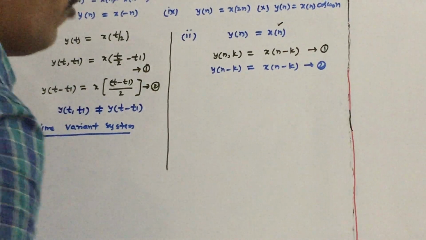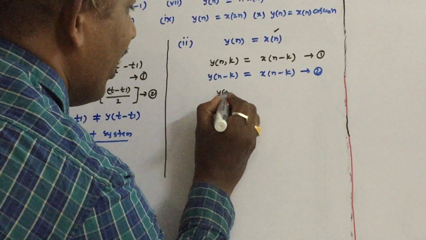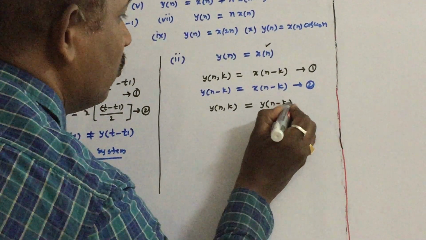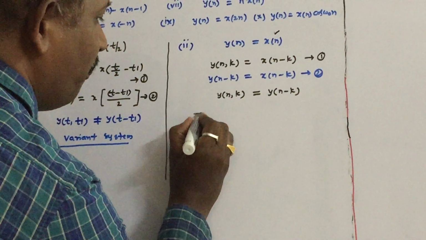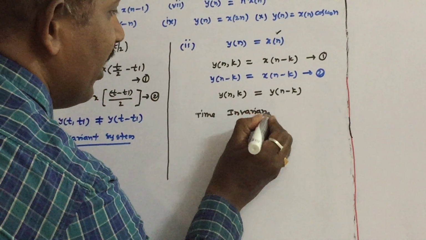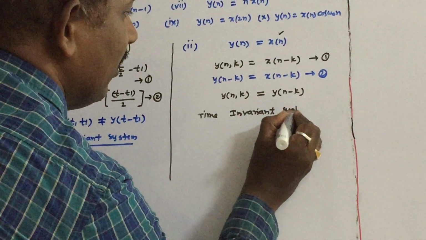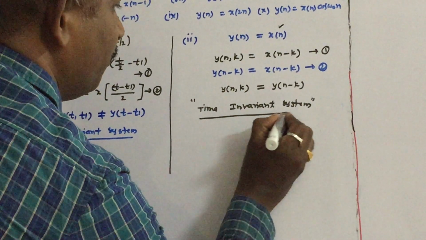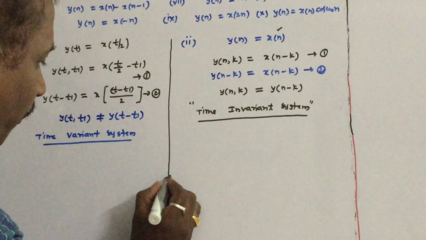You can see that from 1 and 2, y of n comma k is equal to y of n minus k. Therefore, this is a time invariant system. In this way you can check whether the given system is time variant or invariant. So this is the second example.